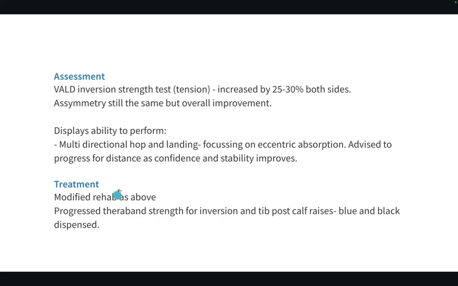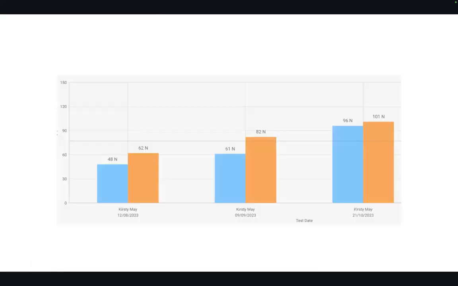And we progressed her TheraBand inversion and tib post calf raises, just got her doing them a lot heavier, with some weight as well with the tib post calf raises. And this was the improvement a month later. So again, that's that inversion strength. Now we've got no asymmetry or hardly any, and both have improved a lot.